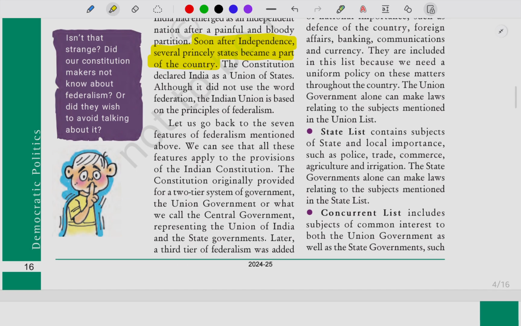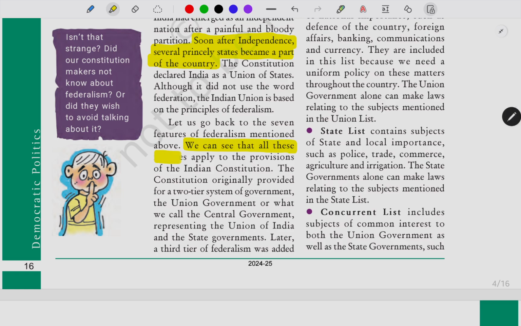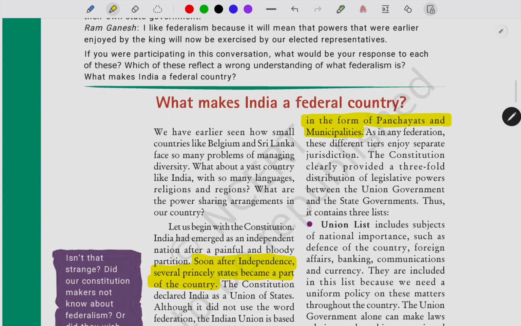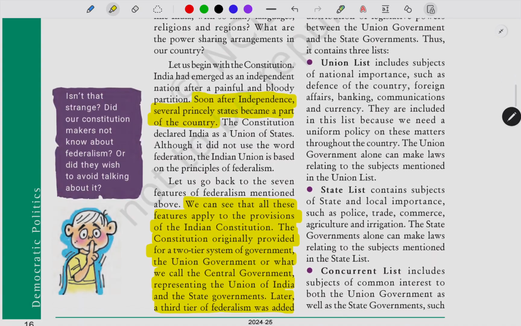Okay, so later, a third tier of federalism was also added in the form of panchayats and municipalities. As in any federation, these different tiers enjoy separate jurisdiction. The Constitution clearly provides a threefold distribution of legislative power between the union and the state governments. Thus, it contains 3 lists. What are the 3 lists?